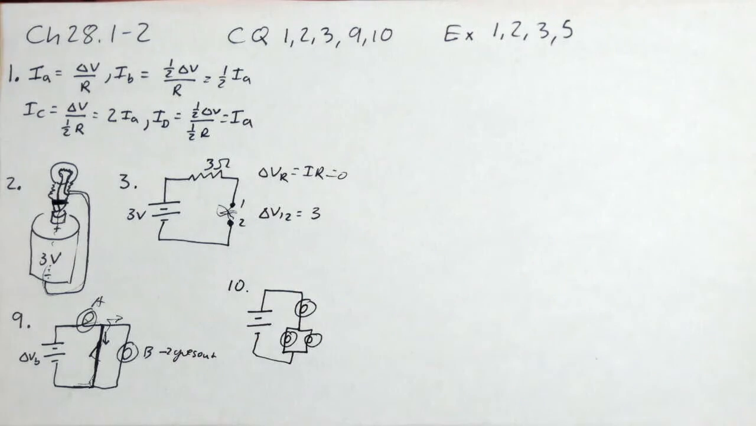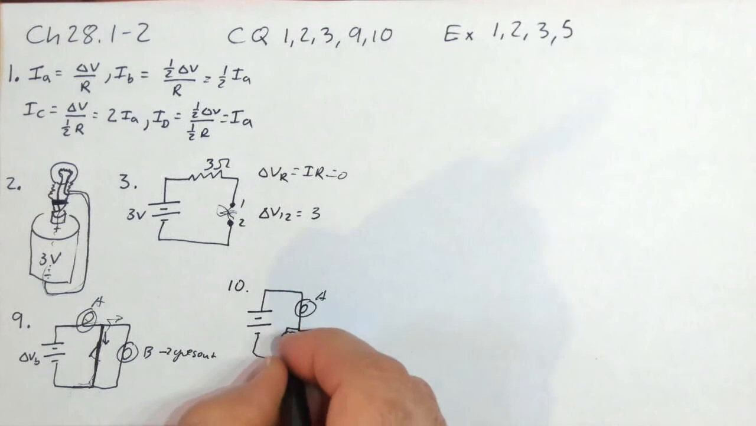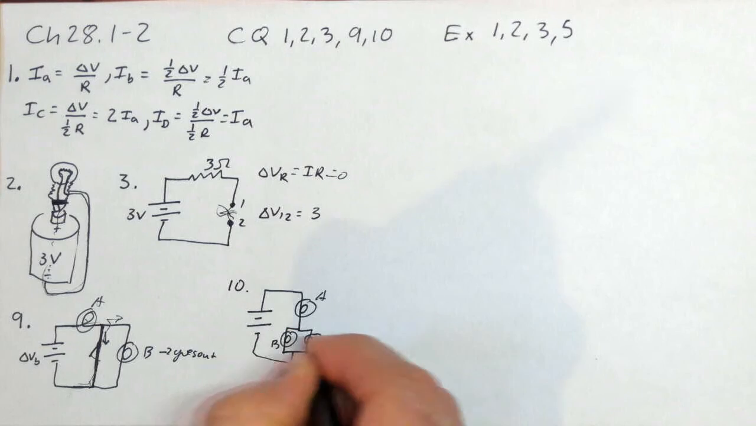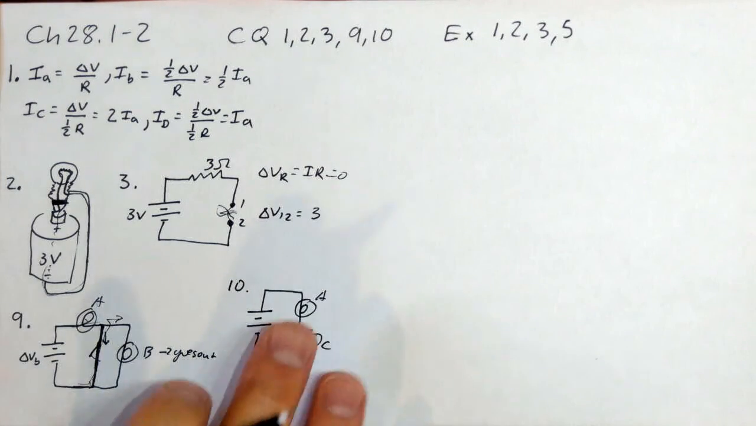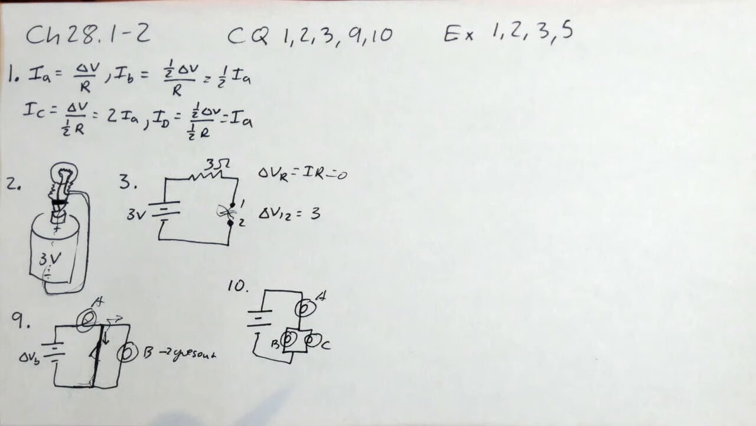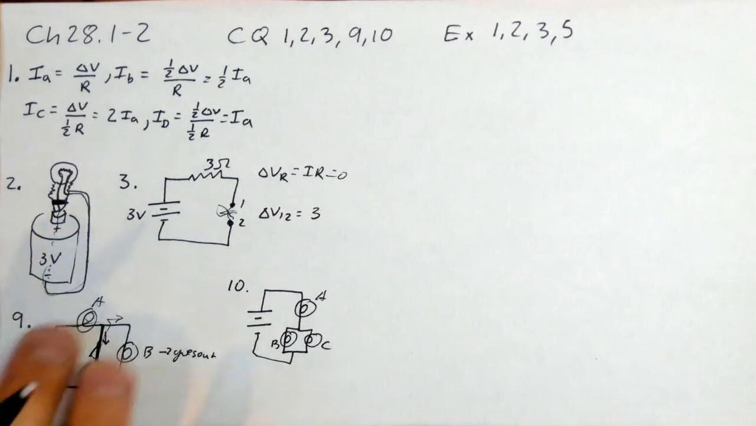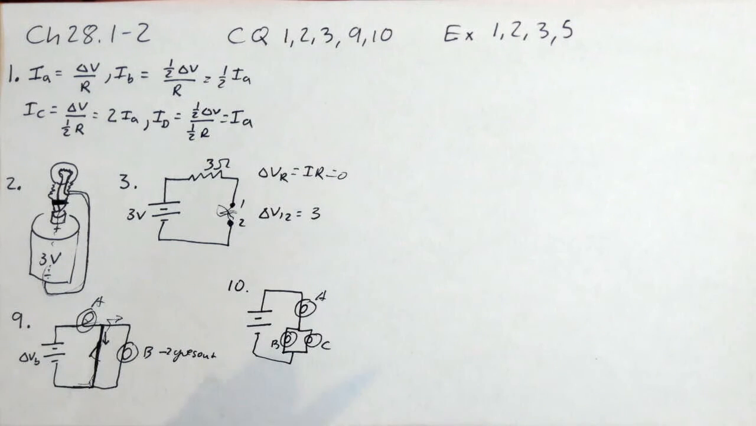Here's my light bulbs. This is A, this is B, and this is C. All right. Now, right now in this picture, the question is rank the brightnesses of the bulbs. So think about what we learned from this picture and apply it to this one.